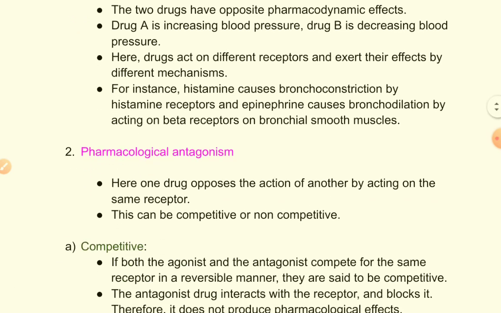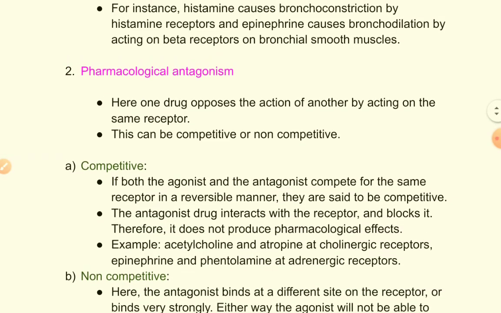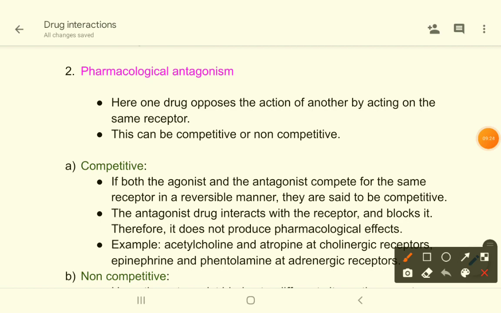This is physiological antagonism. Now come to pharmacological antagonism. What is pharmacological antagonism? Here one drug opposes the action of another drug by acting on the same receptor. They act on the same receptor, and this can further be divided into competitive or non-competitive antagonism. So you can understand the difference between physiological and pharmacological antagonism. In physiological antagonism, drugs act on different receptors, but in pharmacological antagonism, the drugs are acting on the same receptor.